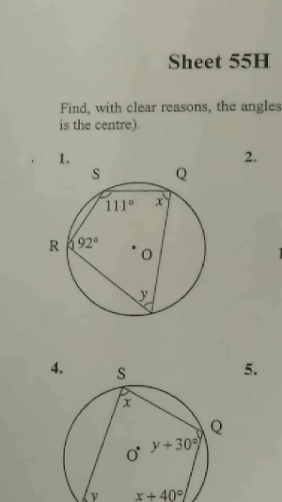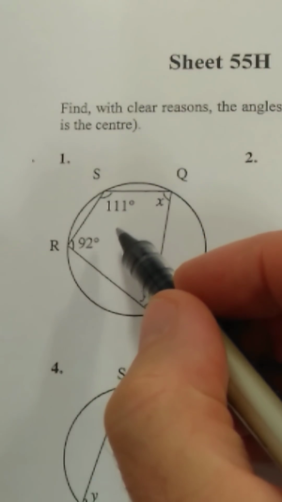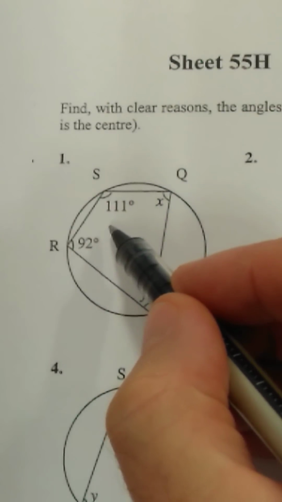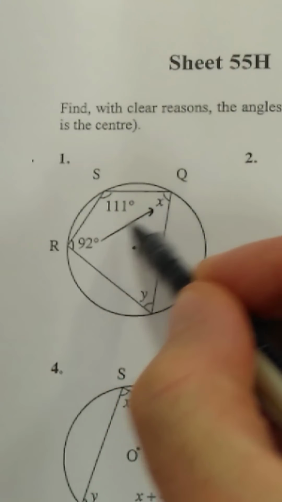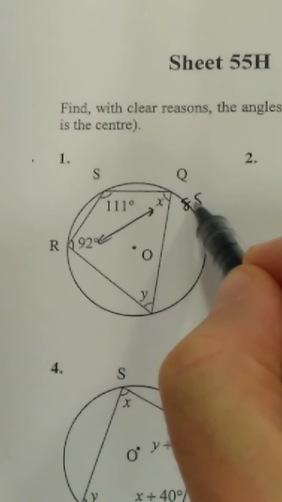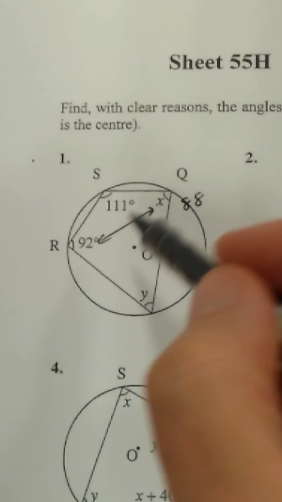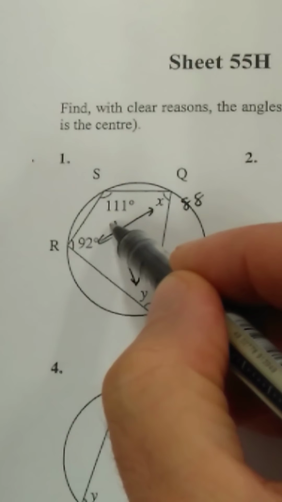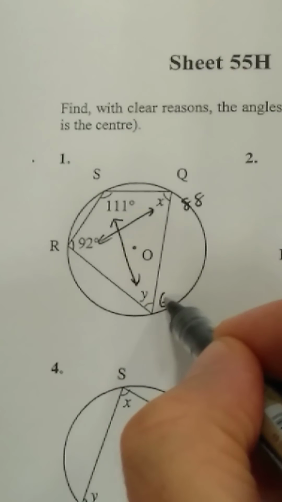A cyclic quadrilaterals worksheet. So opposite angles have to add up to 180. So x must be 88 and y must be 69 degrees.